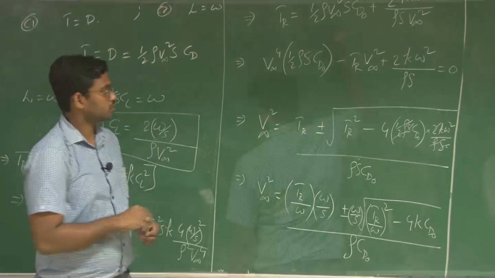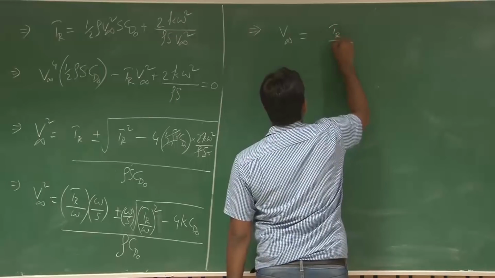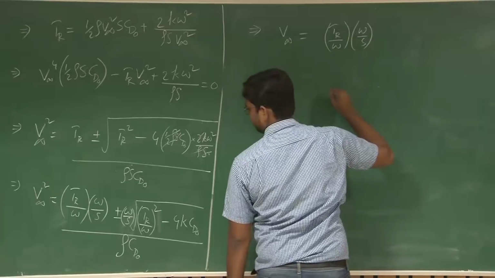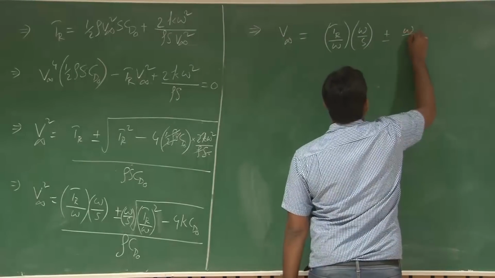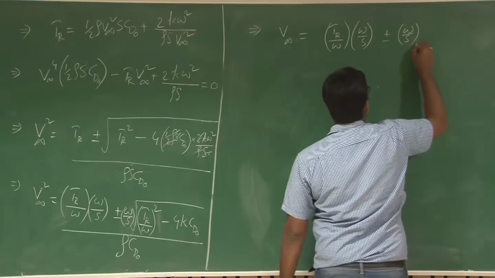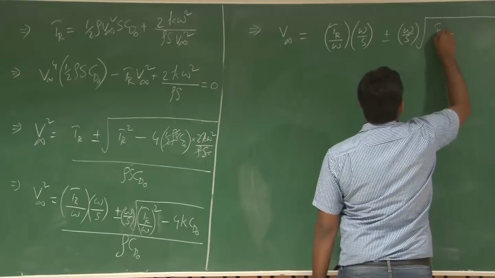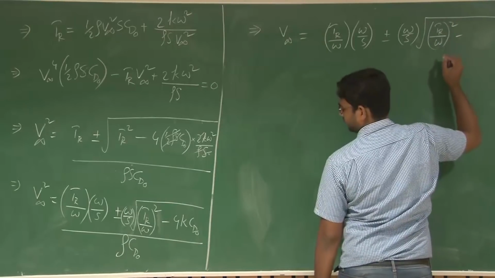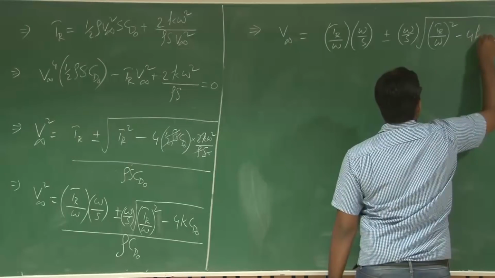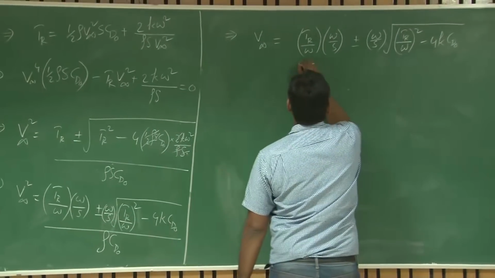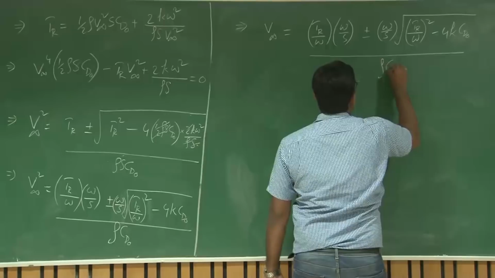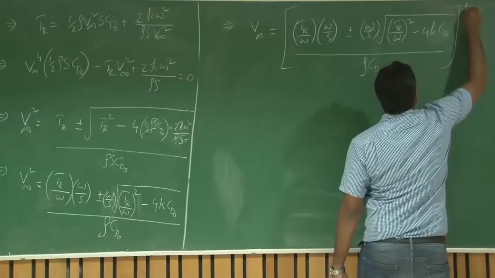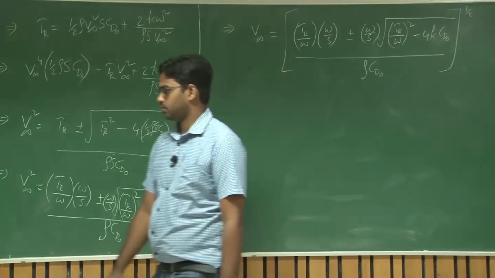So am I correct? TR by W is a thrust loading into wing loading, plus or minus wing loading into square root over TR by W whole square minus 4K CD naught divided by rho n. Right.